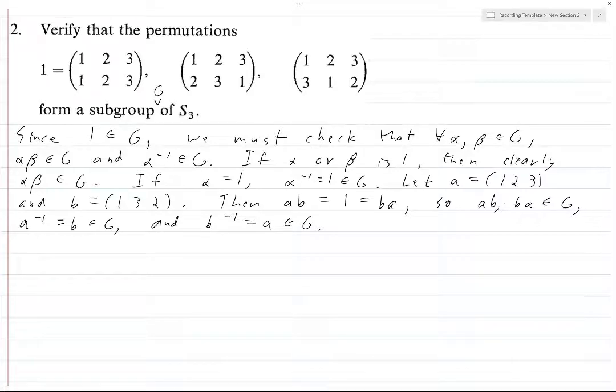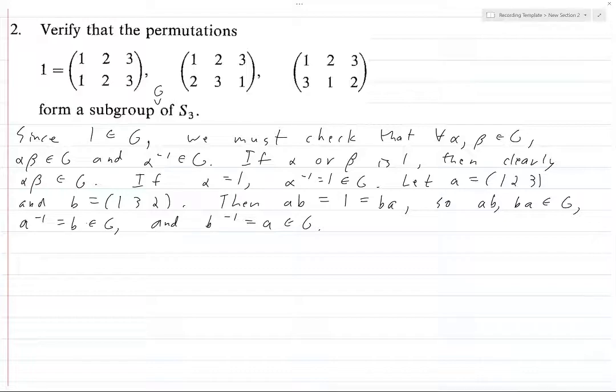Oh, but wait a minute. We also need to check if they're the same thing, but I'll do that. As for inverses, we know the inverse of 1 is 1, the inverse of A is B, the inverse of B is A, and so that's all. So we're done with inverses.